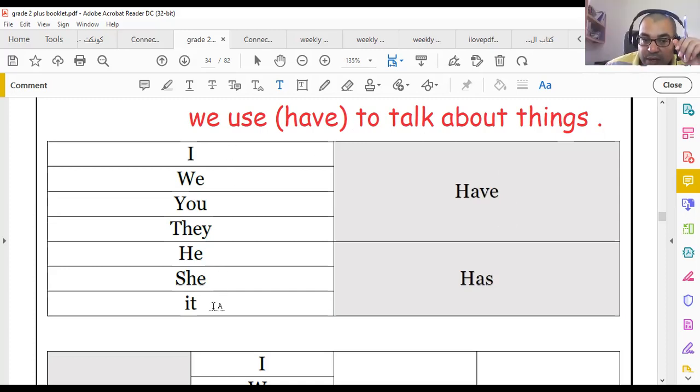I, we, you, they, he, she, it, these are pronouns. These are not verbs, students. Is I a verb? No. What is I? It's a pronoun. I use it to talk about myself. We, is we a verb, students? No. Is it a pronoun? Yes.